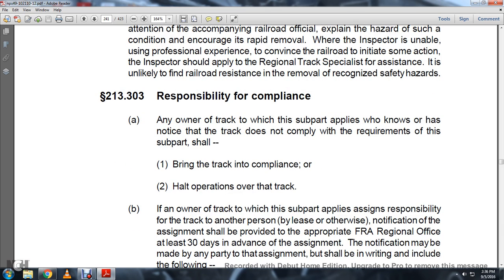213.303 Responsibility for compliance. A. Any owner of the track to which the subpart applies who knows or has notice that the track does not comply with the requirements of this subpart shall: 1. Bring the track into compliance, or 2. Halt operations over the track.